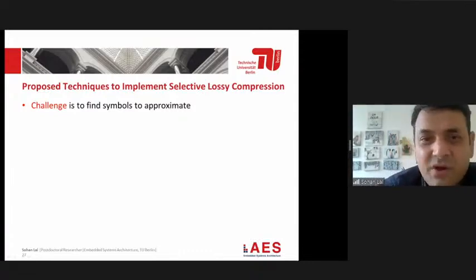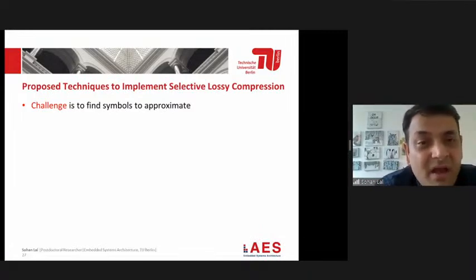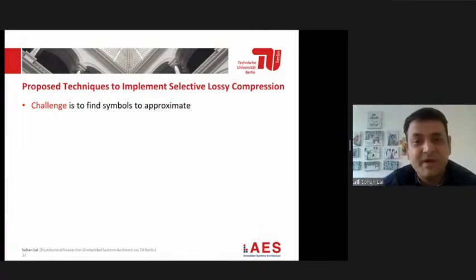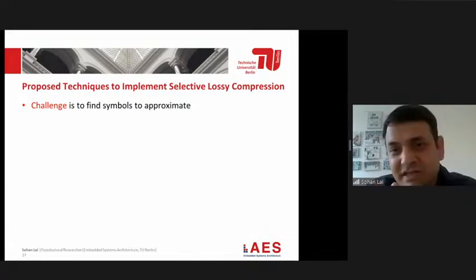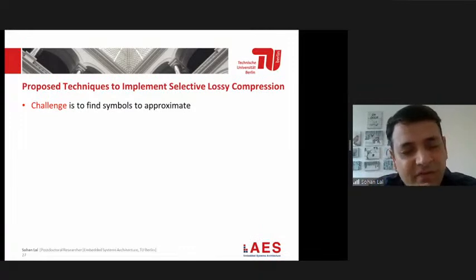But again, it was not easy, because the challenge is to find how many symbols we should approximate to decrease the size to a multiple of memory access granularity. As you remember, when you compress a block, you have code words. You don't have symbols anymore. And if you approximate the code words, there is no way to go back to the original symbols. That's why we cannot approximate the code words.